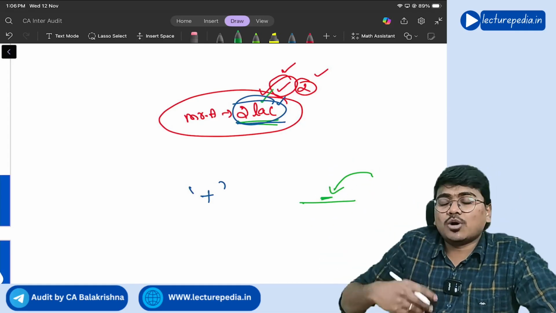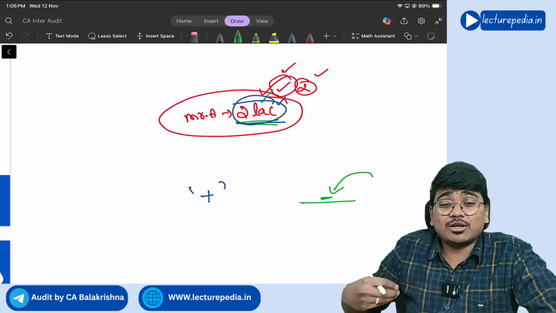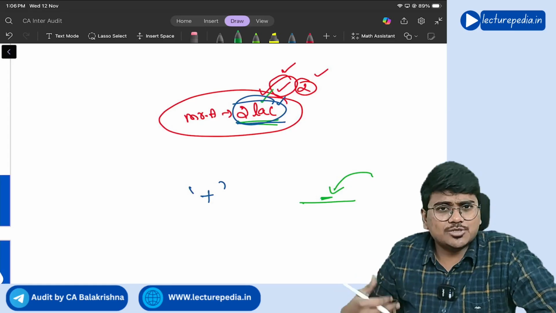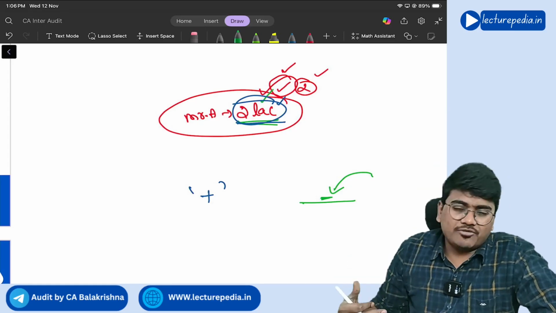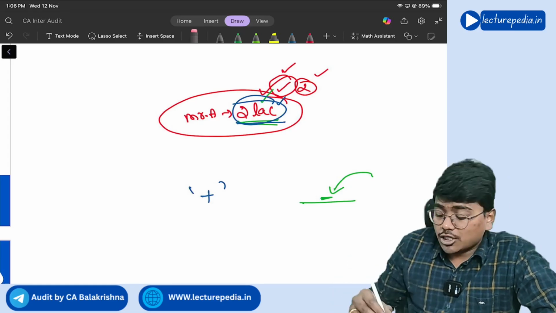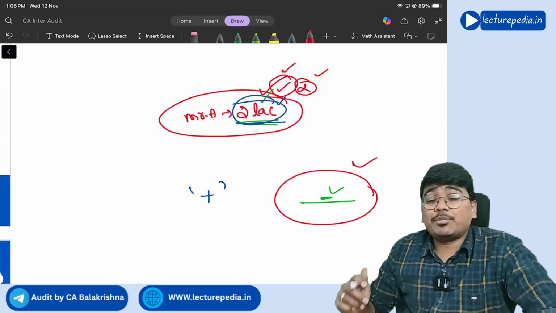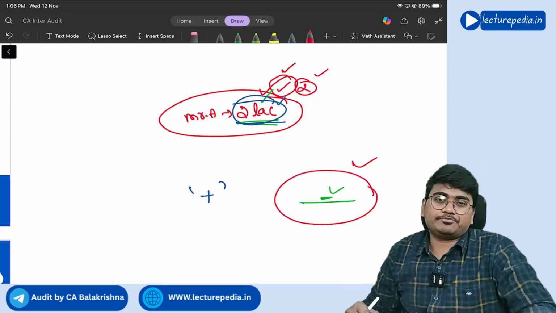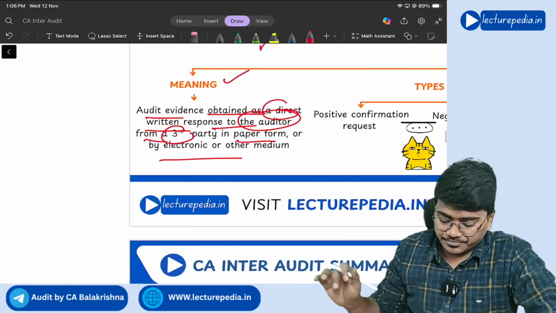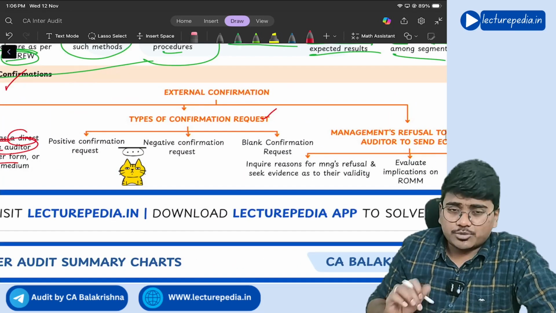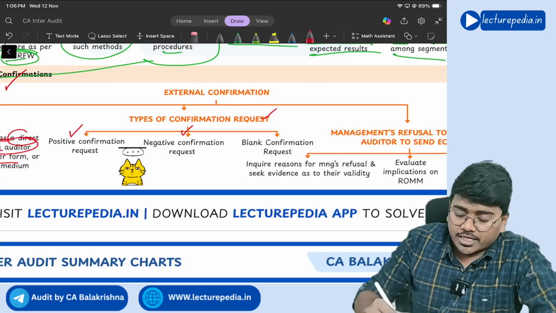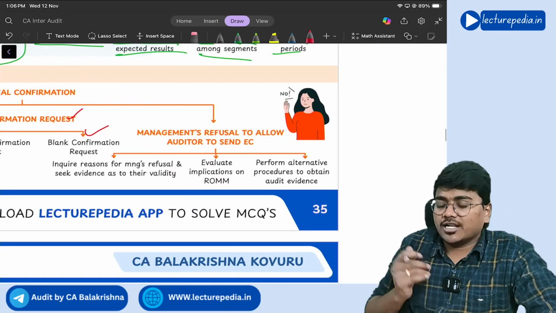So to avoid the possibility that the debtor or the third person might respond without properly verifying, you will use a blank confirmation request wherein the person has to fill in the blank. Got it? Yes. Those are the three types of confirmation request: positive, negative, and blank confirmation request.